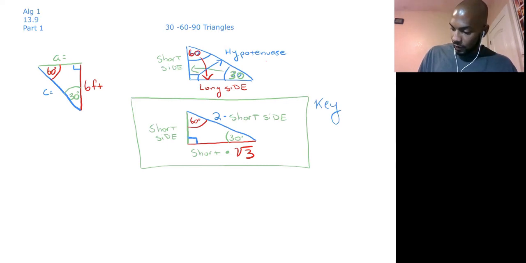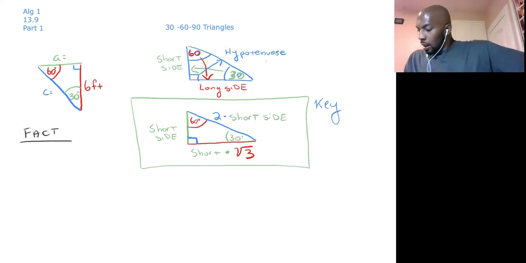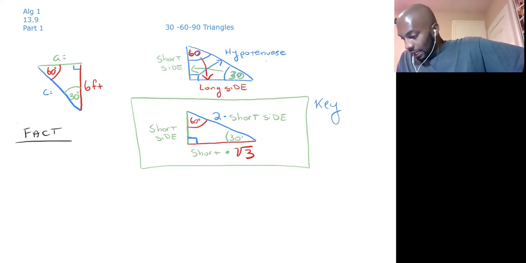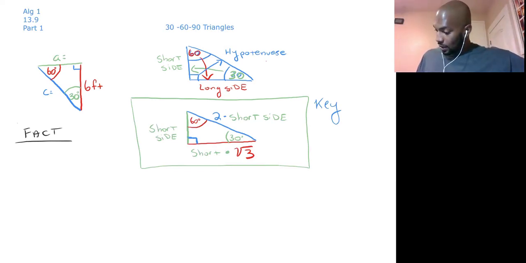What do we know for a fact? Again, using the key. Well, I don't know my short side yet. I don't know my hypotenuse, but I do know my long side value. My long side value, according to the key, I'm going to abbreviate, is the short side times rad 3, right here, long. I'll just write L for long.